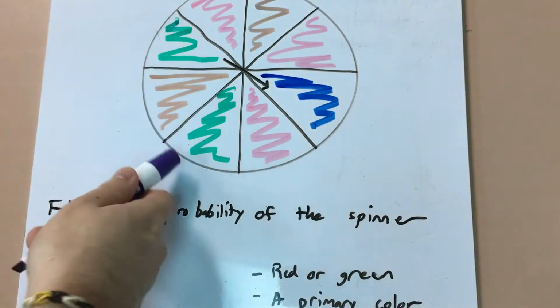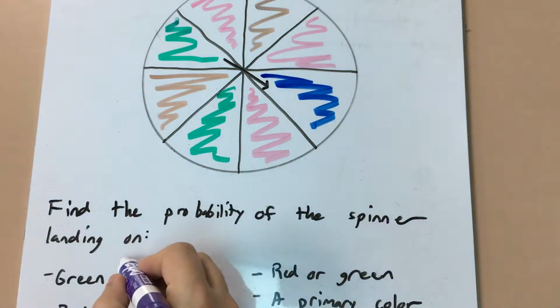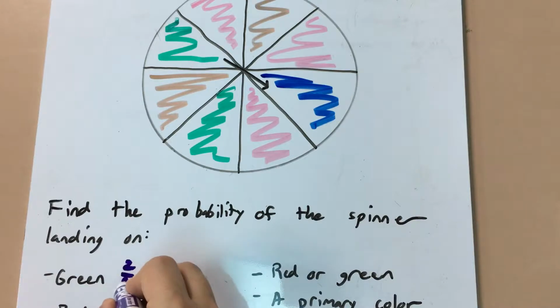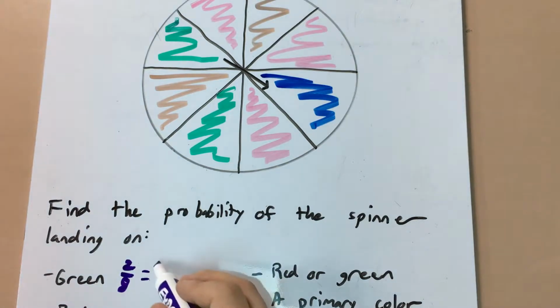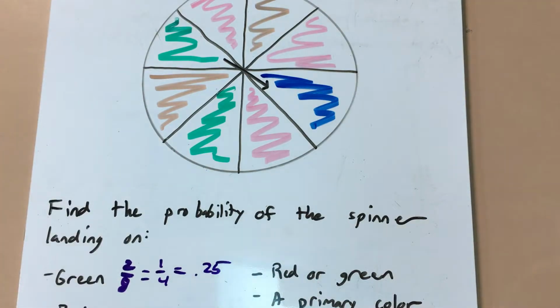So there are two sections that are green, and this is going to be out of 8 sections total. So our probability, we could say, is 2/8, also known as 1/4, also known as 0.25. So we have the original fraction, a simplified fraction, and then a decimal version. And then if we want to call it a percent, we can do the hopping the decimal 2 places to the right trick and end up saying that that's 25%.